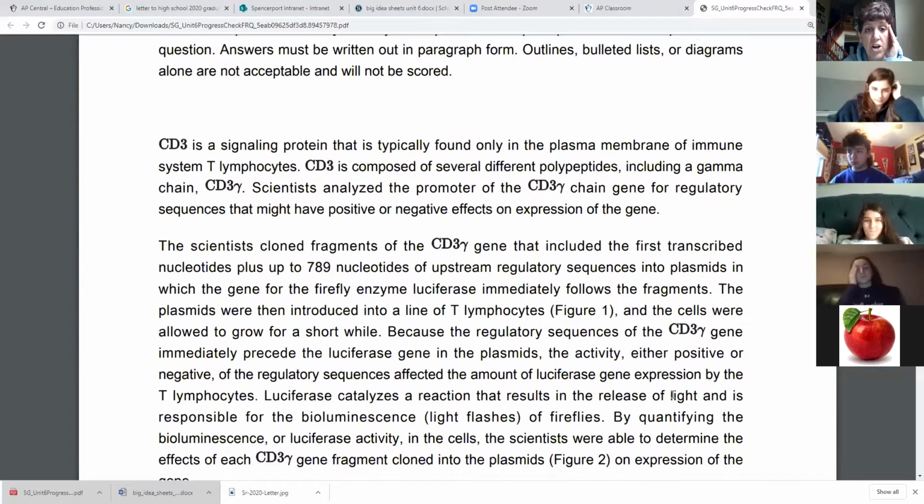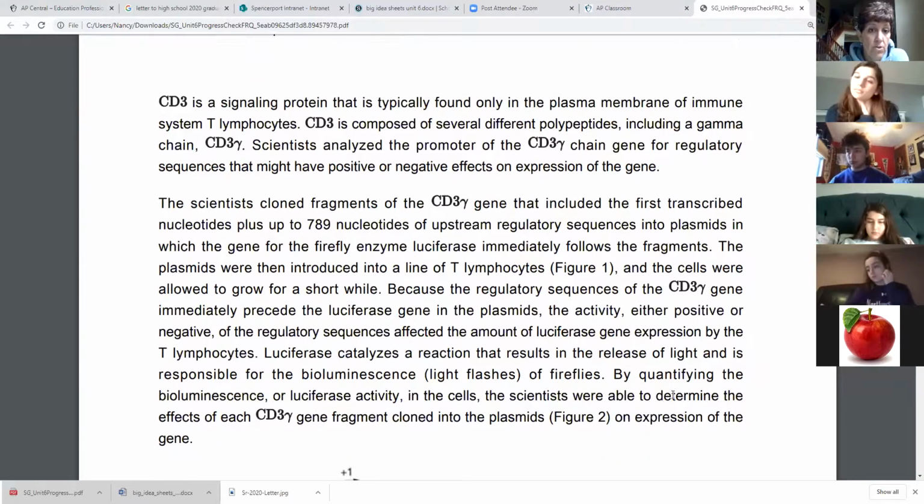So the first part has just told me that a signaling protein that has multiple parts to it could have regulatory sequences that are positive or negative, which means they're going to actually turn on or turn off the gene. And if CD3 is a signaling protein, it makes me think of a transcription factor or turning on a transcription factor. So that's what I'm thinking about so far.